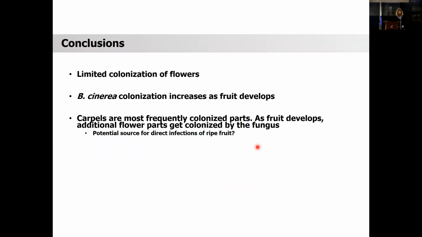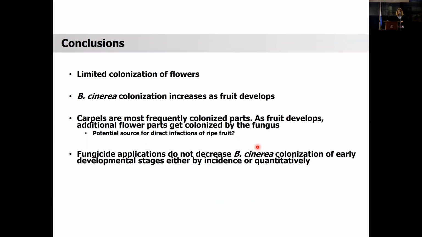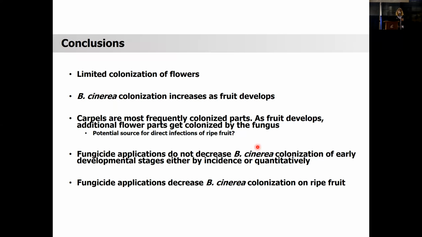So in our conclusions, in addition to the previous findings from 2015 and 2016, that colonization of flowers was limited, it increased when the fruit developed and matured, that carpels are the most frequently colonized parts, but other parts are colonized later, which may facilitate additional infection events later. And also this past summer, we found that fungicide applications don't seem to decrease Botrytis colonization of flowers, but they do decrease colonization of ripe fruit.